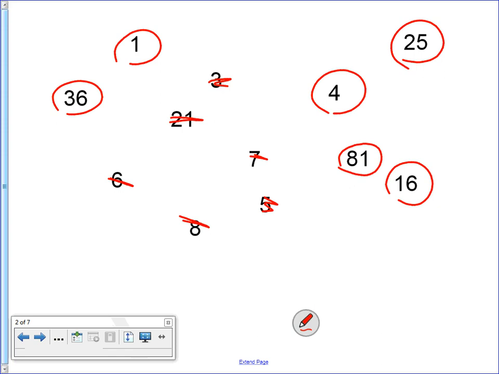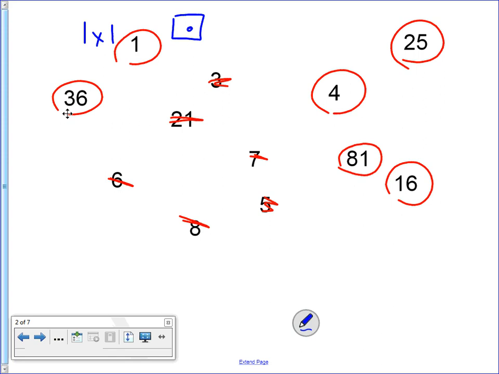I want you to take a look now. What do these numbers have in common to make a square number? We're going to go back to what we were working on earlier in this unit with rectangular arrays. A square number means, so this number is 1 times 1 equals 1. 1's a square number because we only have one dot in it.